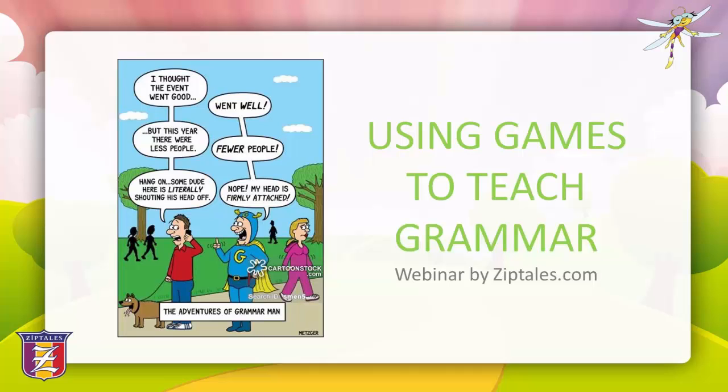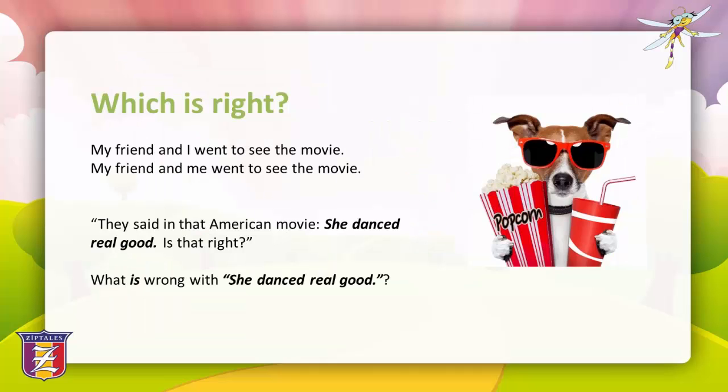Using games to teach grammar. Let's start with a quick test. Which is right? My friend and I went to see the movie, or my friend and me went to see the movie. Or a child says, they said in that American movie she danced real good. Is that right? What is wrong with she danced real good?